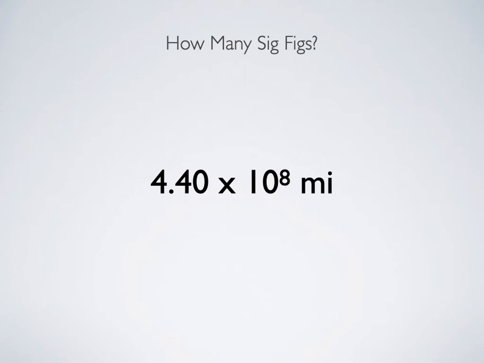So how many significant digits? Well, 1, 2, 3. Zeros after the number count if there's a decimal point. In scientific notation, you only want to focus on the number part, not the power of 10. That's just telling you how big the number is. So that's 3 significant digits. The 0 is the estimated digit.